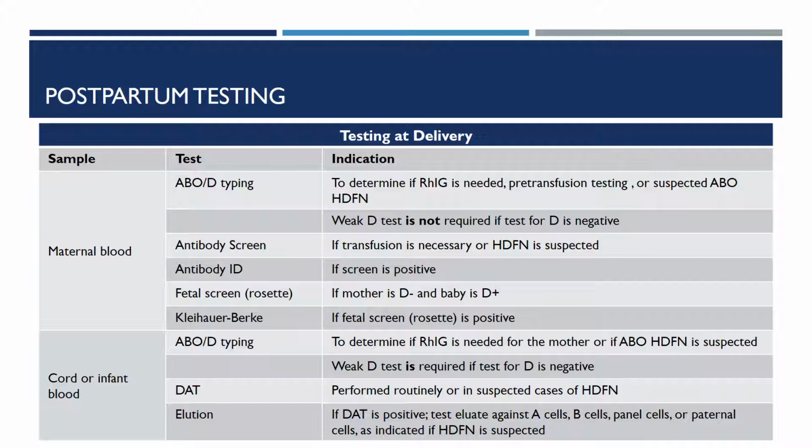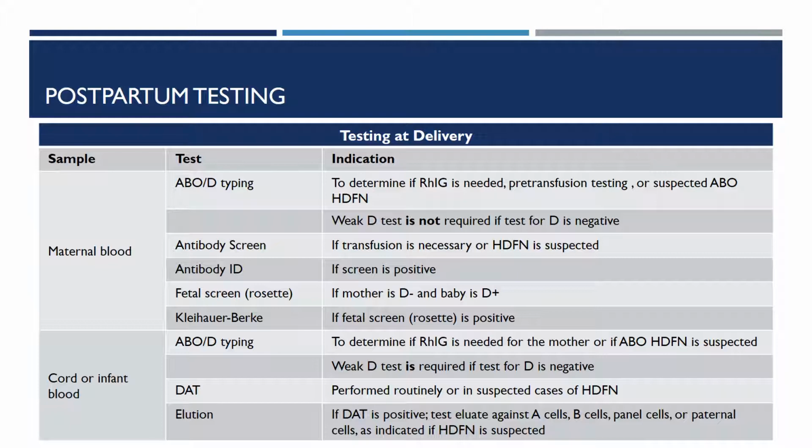However, on the child's side, you do have to do weak D, because if the mom is D negative and the baby is weak D, that weak D can still generate an anti-D response in the mother. So that you have opposites there. You're also going to perform a DAT on the infant blood, and that's going to help you find any sensitized cells. If the infant has sensitized cells, well, that's a good sign that it's sensitized with antibodies from the mom.